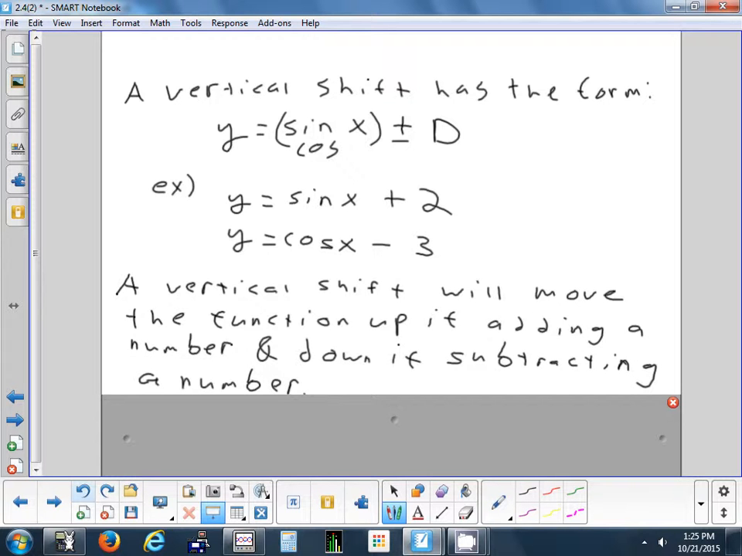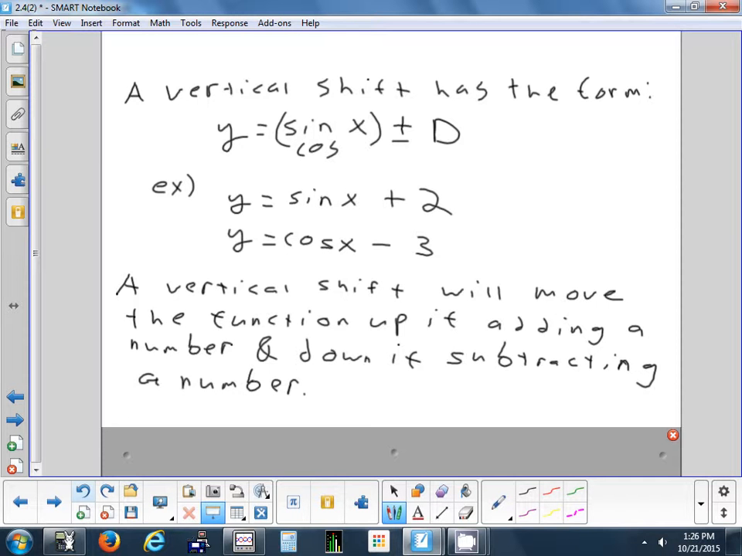So when you're doing amplitude change and vertical shift, you don't do the opposite. A lot of people end up doing that because they get phase shift stuck in their head, and they see +2 and they're like, oh, wait a minute, I've got to do the opposite. No, not for this. I'm going to write that down in a second. Up is positive, down is negative. Don't reverse it.